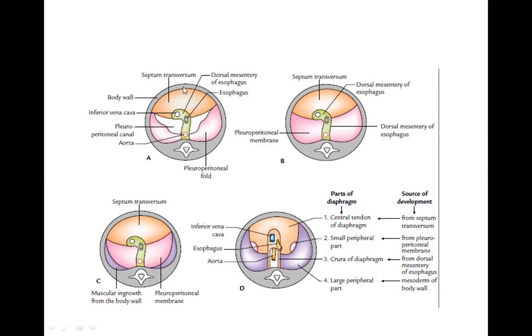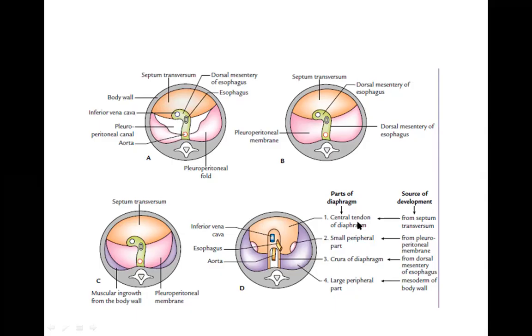So over here, this one is the first stage where the septum transversum has not fused with the pleuroperitoneal membranes also. Here this is the opening of the pleuroperitoneal canals. Then they have sealed these canal openings by the pleuroperitoneal membranes. Then this is the dorsal mesentery of the esophagus, which will contribute to the crura of the diaphragm. Then there is a muscular ingrowth. This purple one is the muscular ingrowth from the body wall. Okay, so this will form the large peripheral part of the diaphragm.